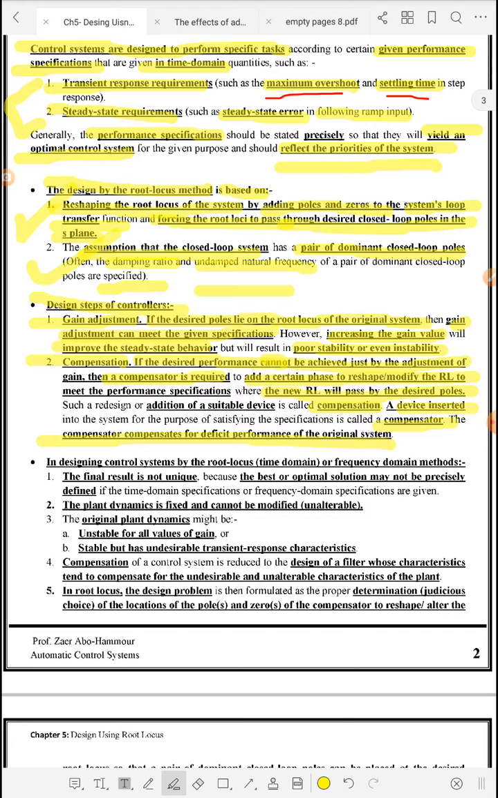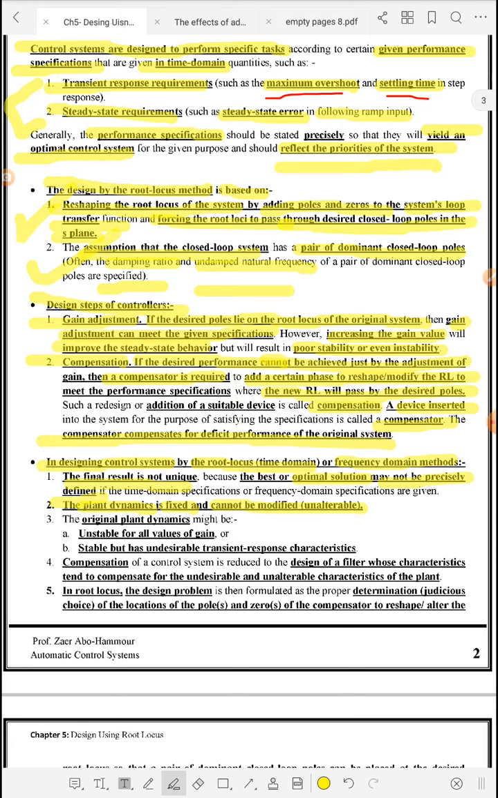So let us jump to the next point. In designing the control systems by root locus, or even by frequency domain, the final design of the controller is not unique. This means that the optimal solution may not be precisely defined, and we might have more than one design for the controller based on the design specifications. And the second point is that the plant dynamics is fixed and we cannot change them. They cannot be modified and they are unalterable.